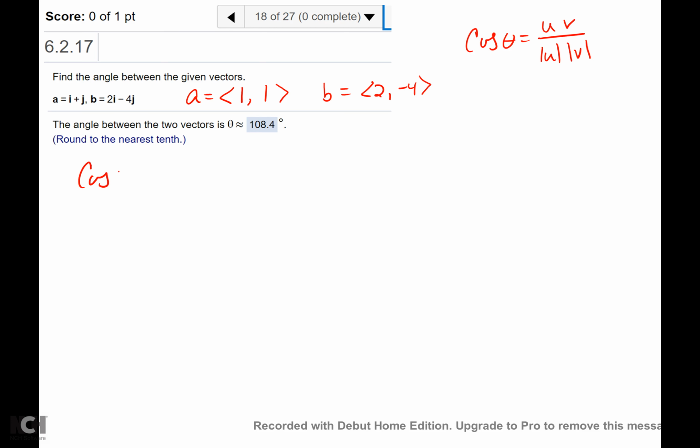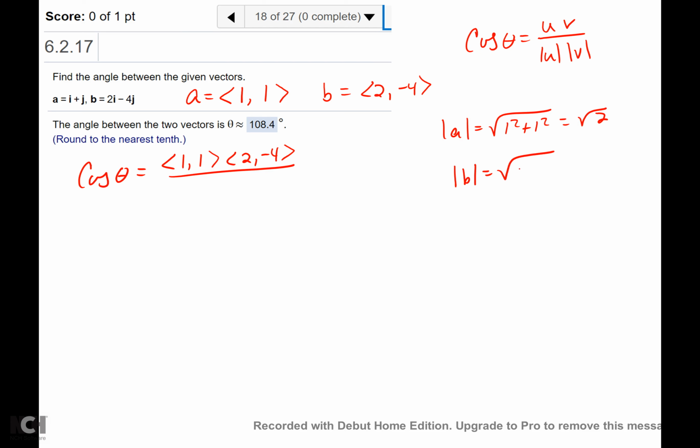So I have cosine theta equals 1, 1 times 2, negative 4 over, I gotta get my magnitudes. My magnitude of a is going to be the square root of 1 squared plus 1 squared, which is the square root of 2. And the magnitude of b is the square root of 2 squared plus negative 4 squared, which is the square root of 20. So on the bottom I have the square root of 2 and the square root of 20.